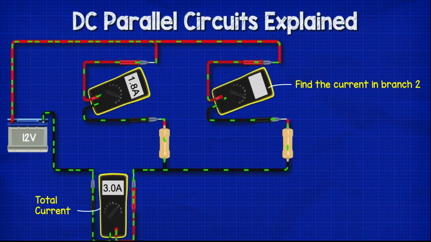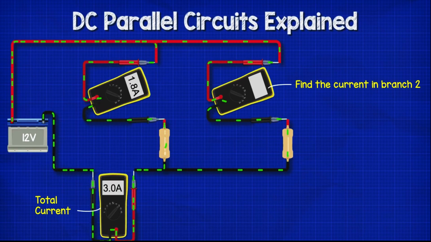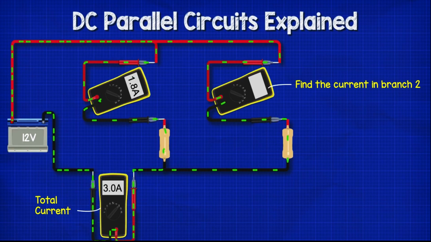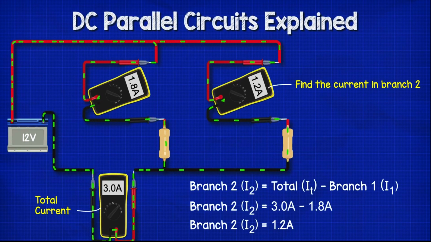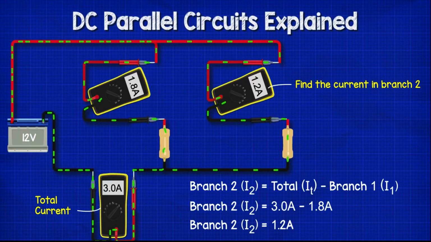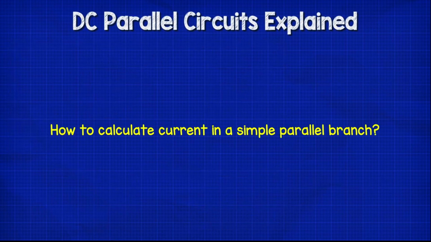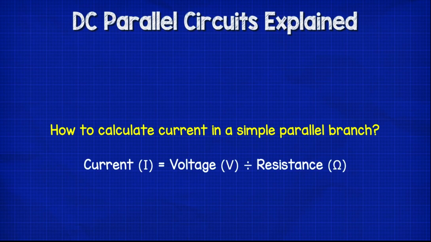So in this example, we have a 12-volt battery connected to 2 resistors. The total current is 3 amps, and branch 1 has a current of 1.8 amps. The current in branch 2 is therefore 3 amps, subtract 1.8, which gives us 1.2 amps. How do we calculate the current in a simple branch? We use the formula current equals voltage divided by resistance.